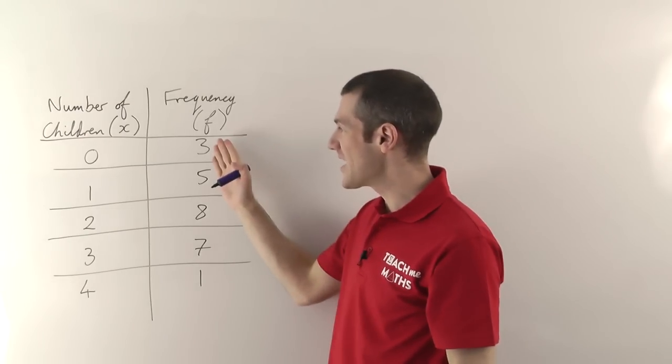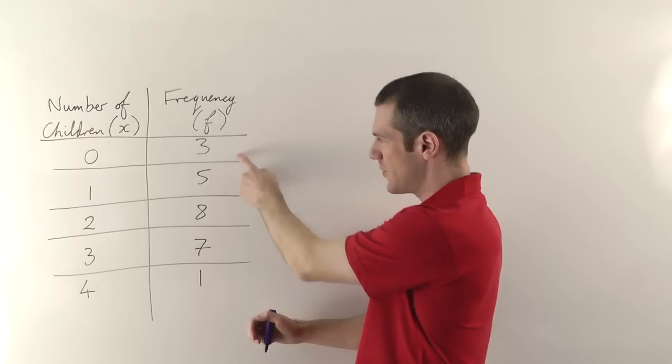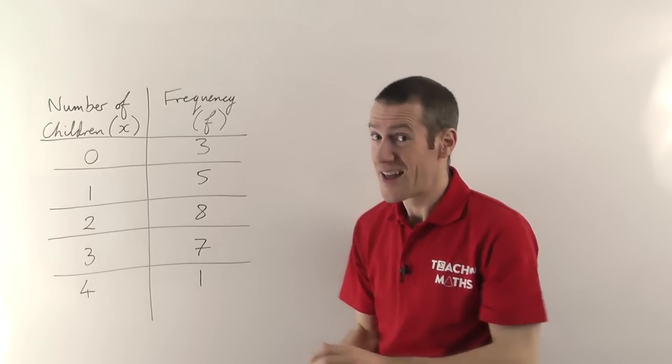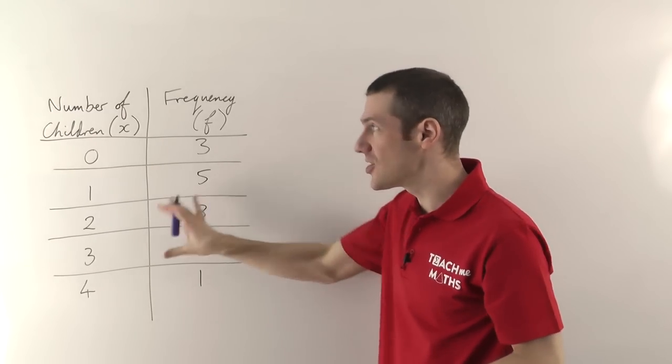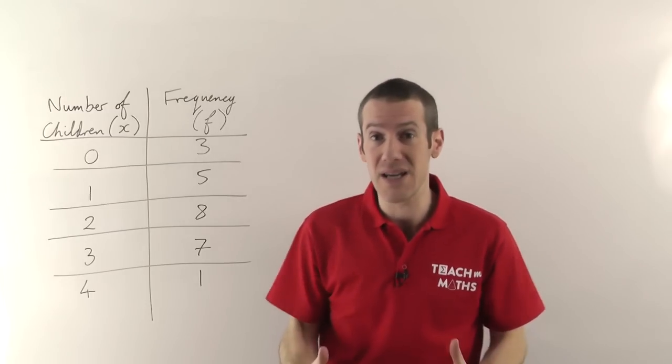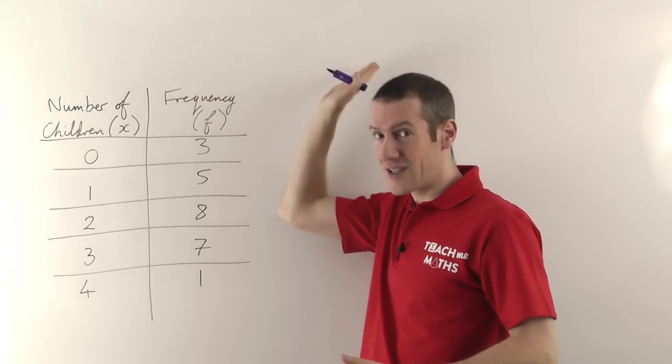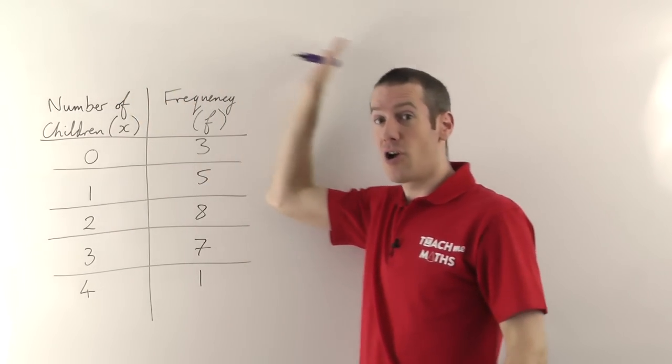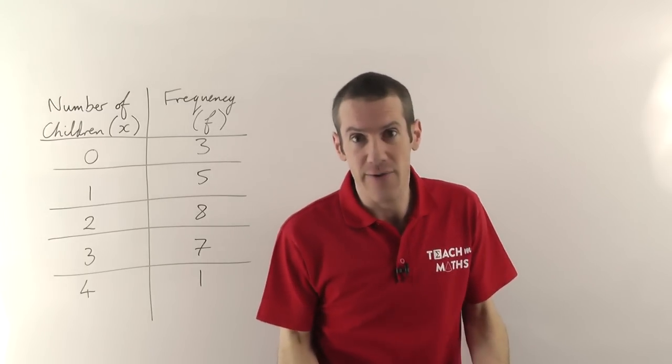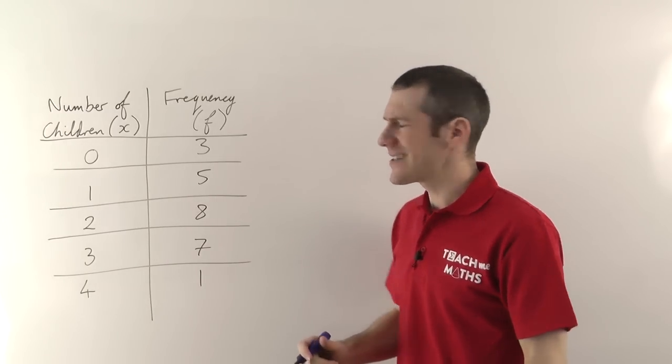A lot of people will add up all of these numbers and divide by 1, 2, 3, 4, 5 or something. And that's not going to give you the right answer. This is just shorthand for the long list of numbers. And when you're finding the mean, it's always the mean of the long list of numbers. You've got to add up all the numbers in the long list and then divide by however many numbers there are. And that's the first thing.